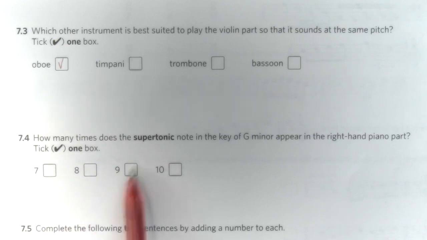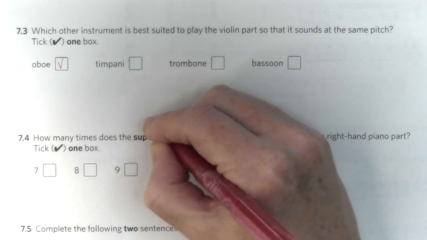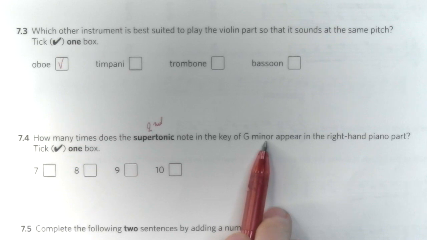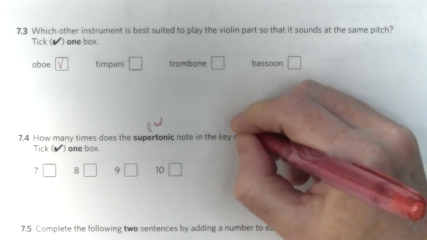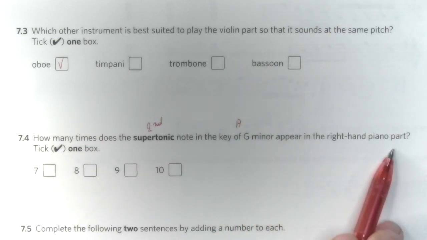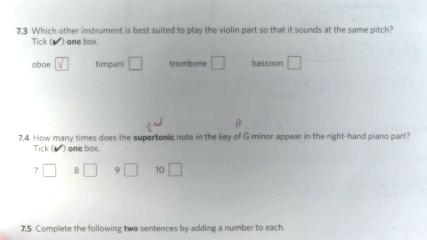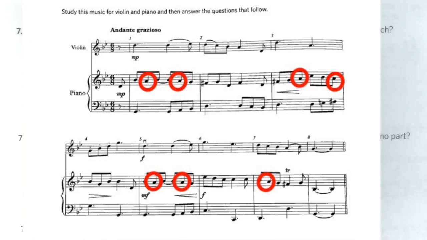How many times does the supertonic, so the second degree of G minor, which is La, A, appear in the right hand part, piano part? Let's see. If we count them, they are 7.